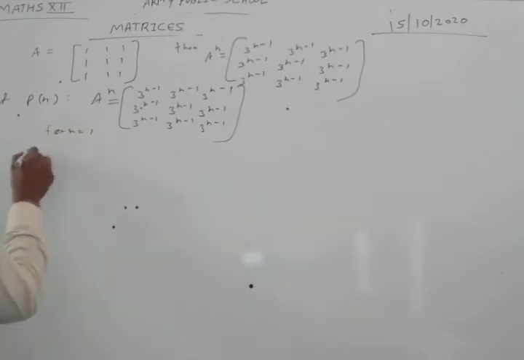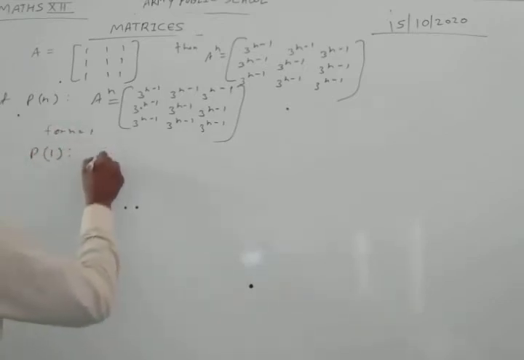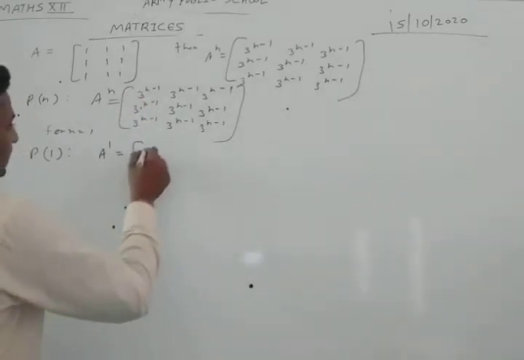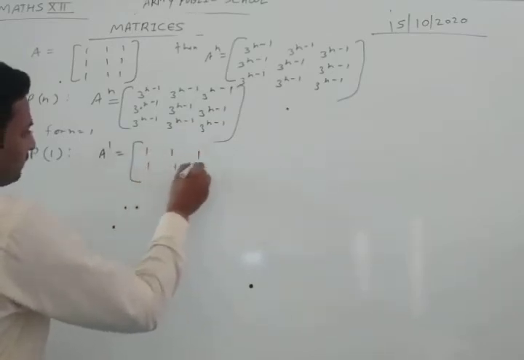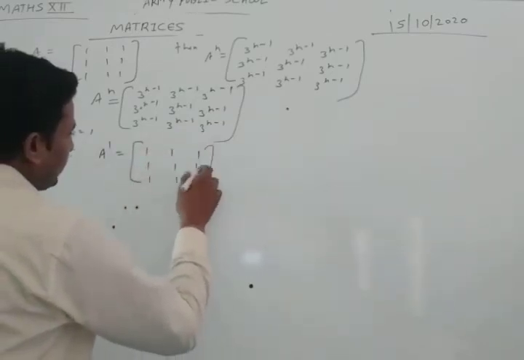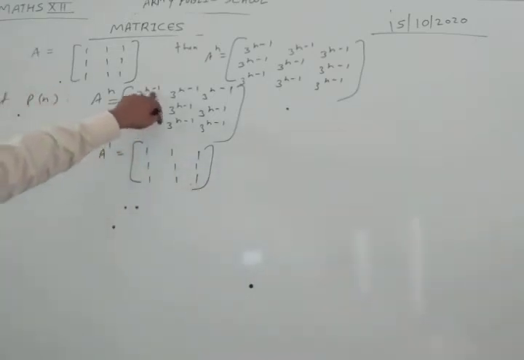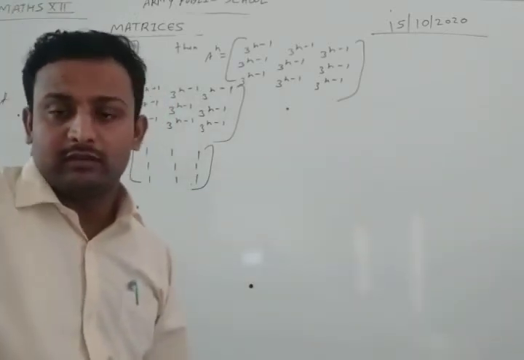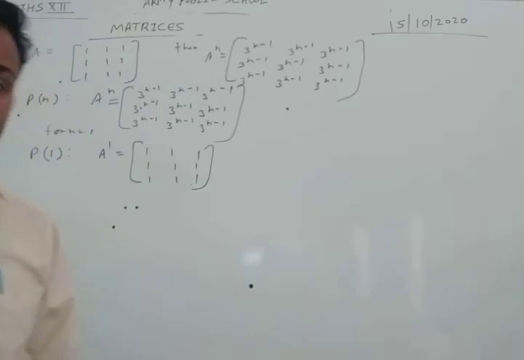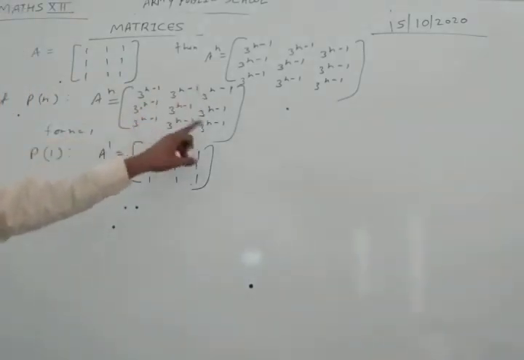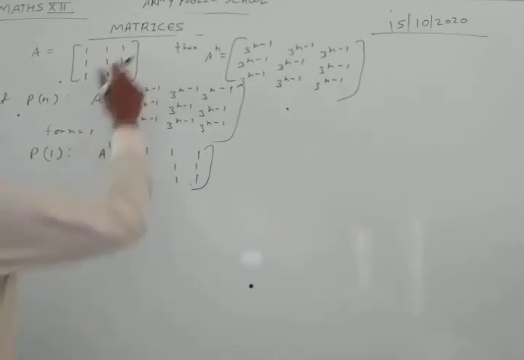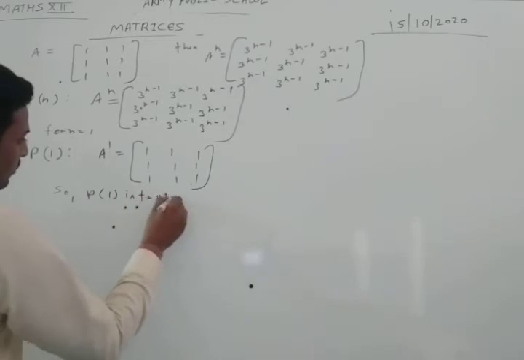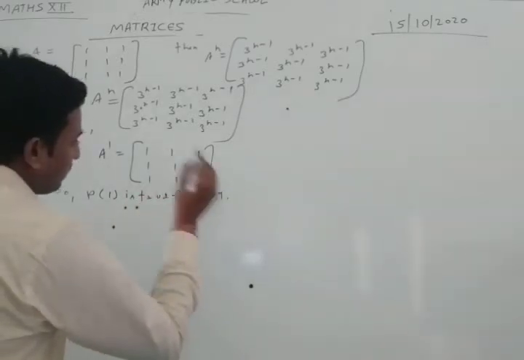For n is equal to 1. So P1, that is A to the power n. Replace this n with 1. So we get all entries 1, because 3 to the power 1 minus 1 is 3 to the power 0, and you know, if 0 is the power of any number, that gives us 1. So here every entry is 1. So look at, this is our A. So we can write P1 is true for n is equal to 1. Okay.